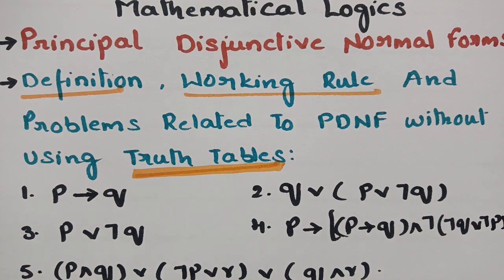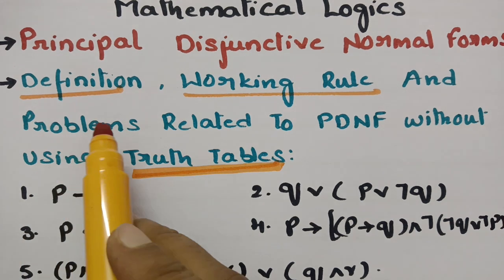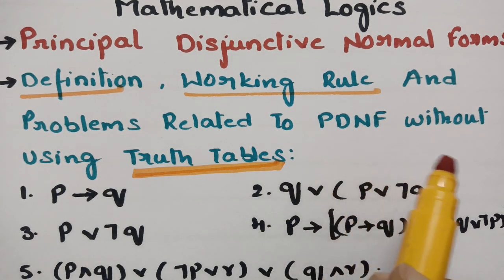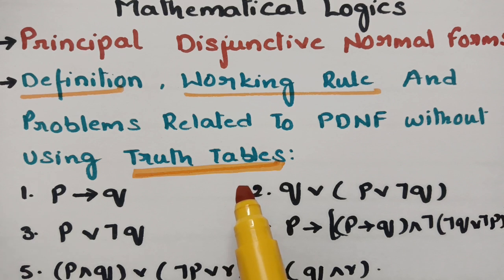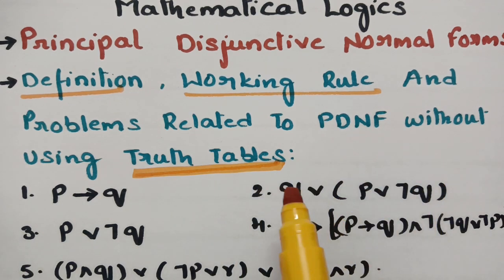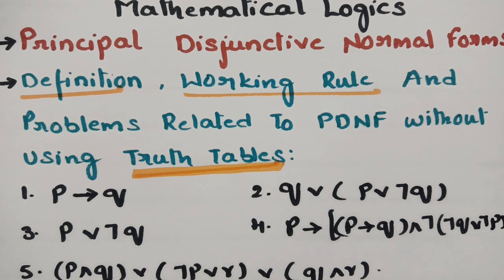In this video I'm going to explain, first of all, the definition, next the working rule, and next the problems related to PDNF without using truth tables. In my next video I'm going to upload the problems related to PDNF using truth tables. Both are most important, and these questions are taken from previous question papers. Please, I request all of you to lend your ears till the end of the video so that you can understand this concept very easily.